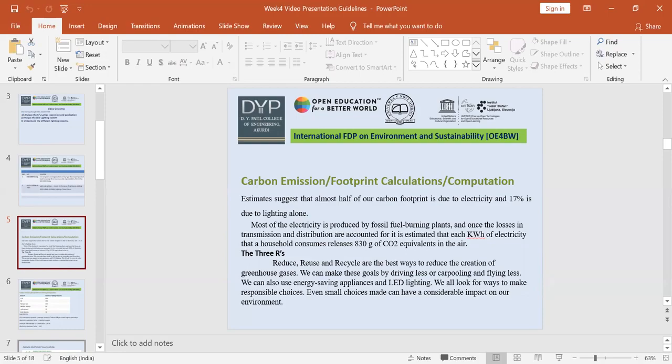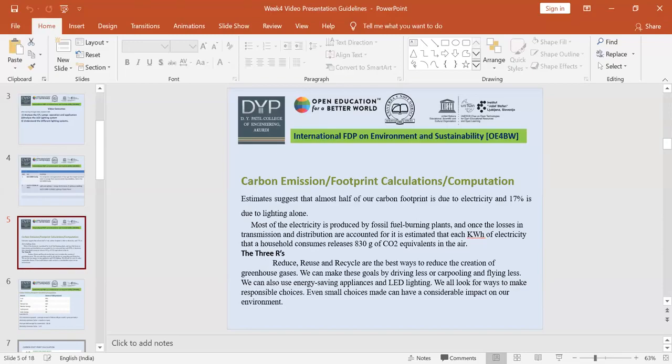Estimates suggest that almost half of our carbon footprint is due to electricity, and 17% is due to lighting alone. Most of the electricity is produced by fossil fuel burning plants, and once the losses in transmission and distribution are accounted for, it is estimated that each kWh of electricity that a household consumes releases 830 grams of CO2 equivalents in the air. And there is the 3R rule.